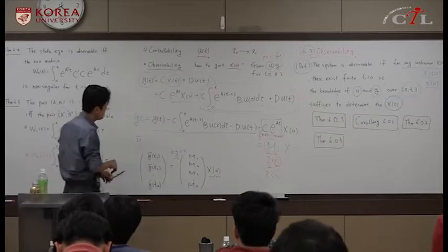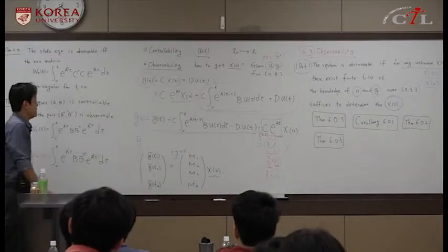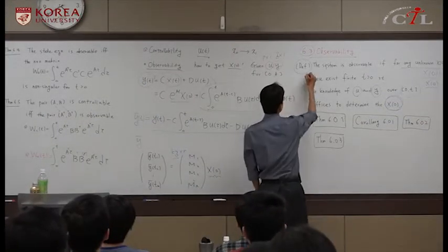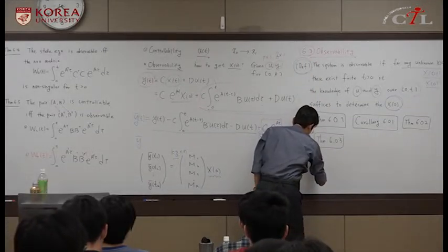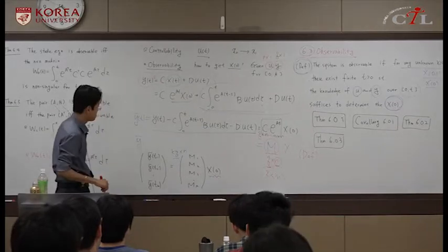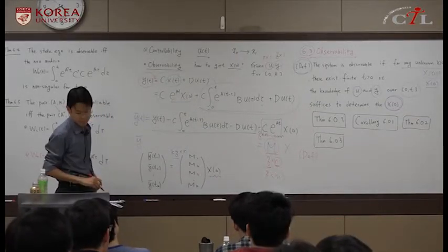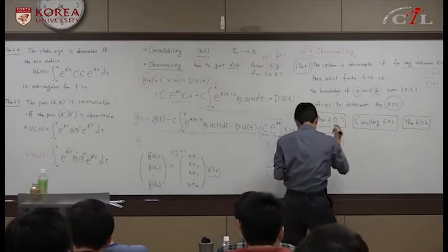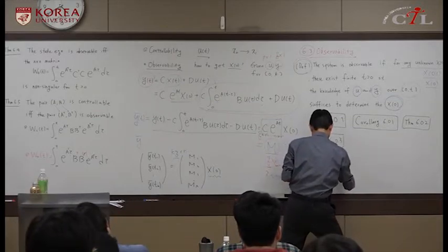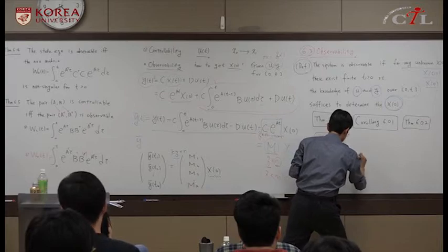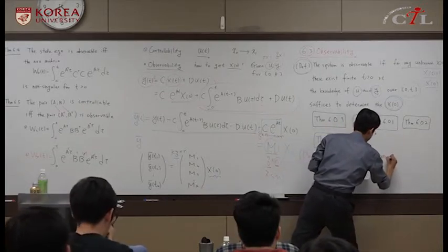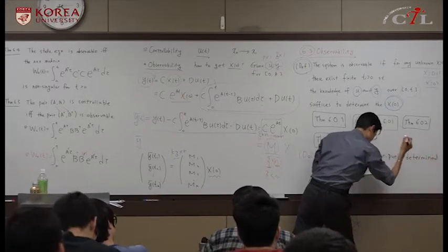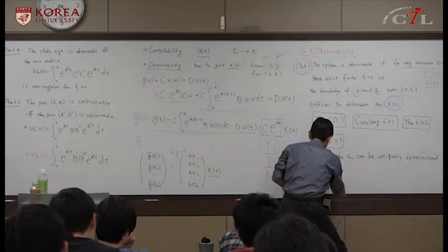And my final remark is that this definition can be modified in a way that the system is observable if and only if the initial state can be uniquely determined from its zero input response.